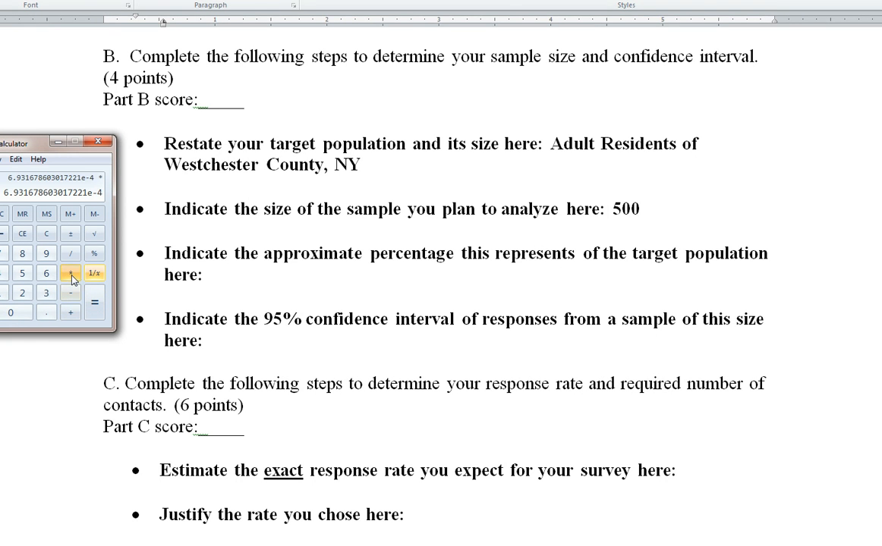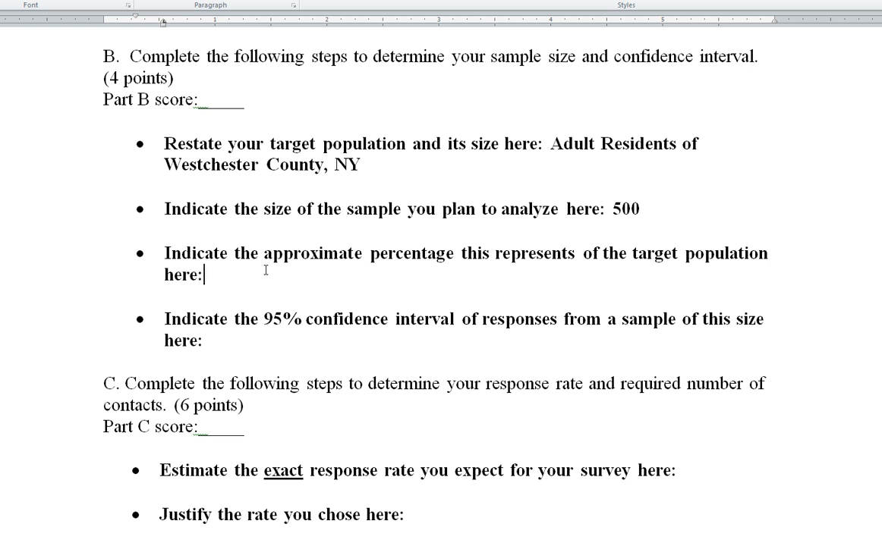We're going to times it by 100, and that will give us the approximate percentage. Now remember, this is equivalent to 0.069%. So that's the percentage that is of the total population. The last thing it asks us to do is indicate what the 95% confidence interval is for the sample size.